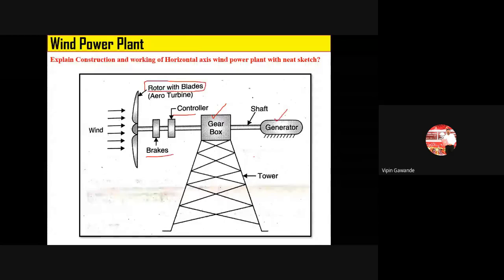Now you know that the wind is flowing. Here the energy source is wind. So when the wind is flowing, the wind rotates the blades of the wind turbine, and because of this rotation, what happens? The rotations are very small. You have seen that a wind turbine rotates with very low speed. So RPM is very less here.